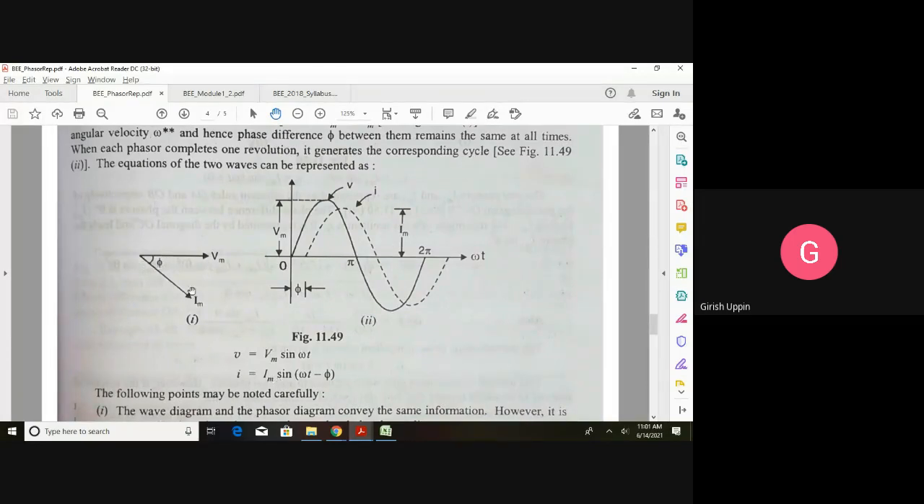So the current will take angle phi to start. Suppose this is 30 degrees. If I say V is equal to Vm sin 30, it has got some value. But if I say I is equal to Im sin(30 minus 30), where omega t I'm taking as 30, 30 minus 30 becomes 0. It means the current is 0 here.